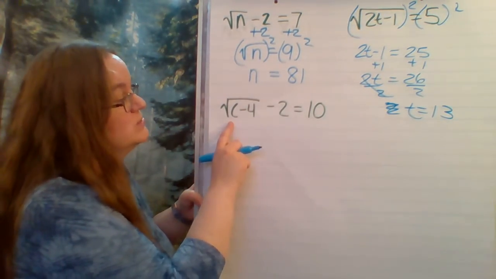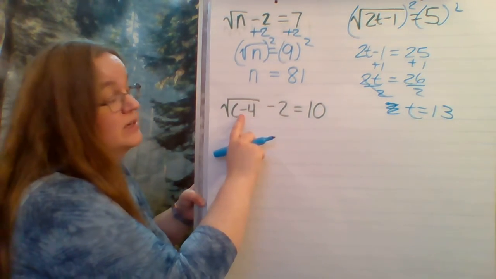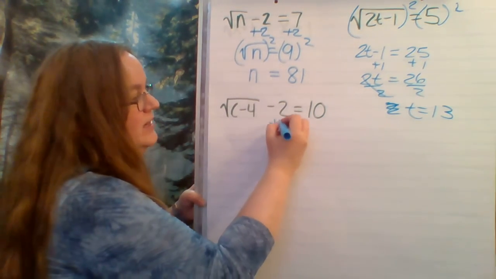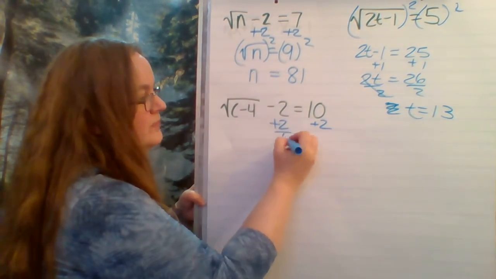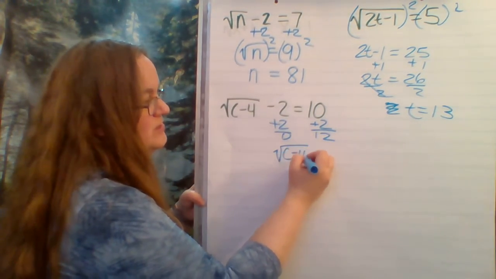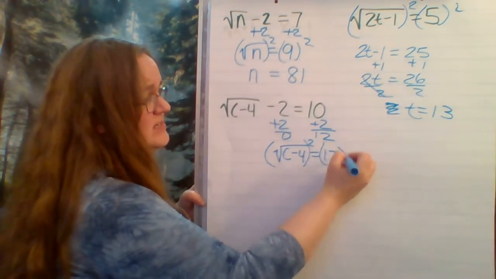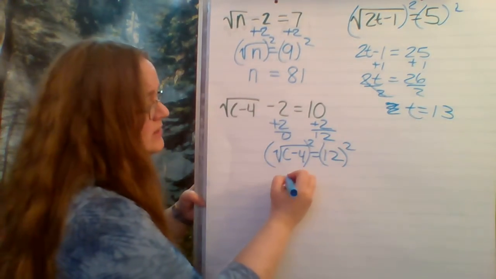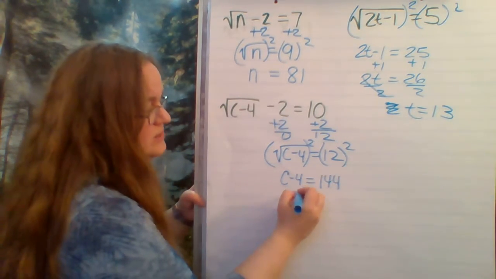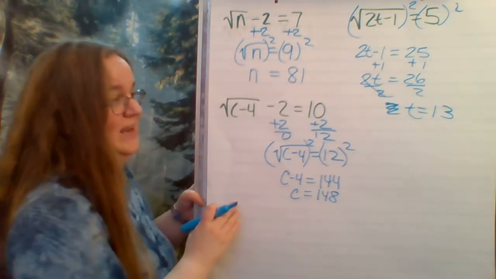When I look at this problem, part of the problem is under the radical sign and part of it's not. So I'm not going to do anything with the 4 because it's part of the radical, but I have to get rid of the minus 2 by adding 2 to both sides. So I end up getting the square root of c minus 4 equaling 12. Now I can square both sides since I have the radical isolated. So c minus 4 equals 144. And so when I add 4 to both sides, I end up with c equaling 148.